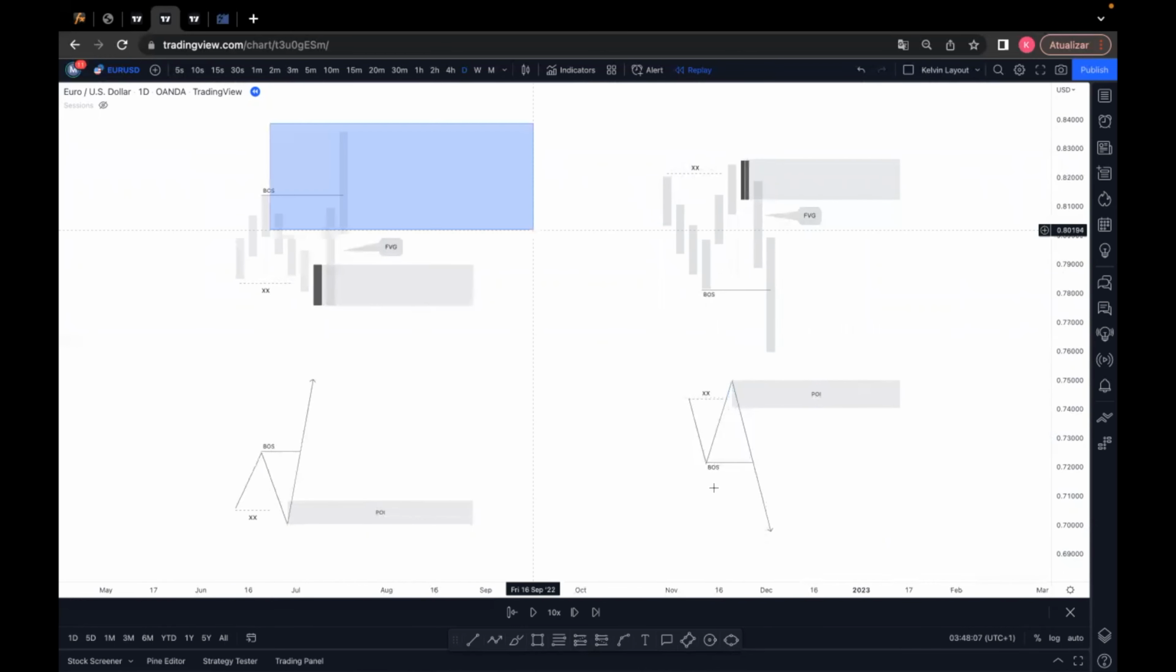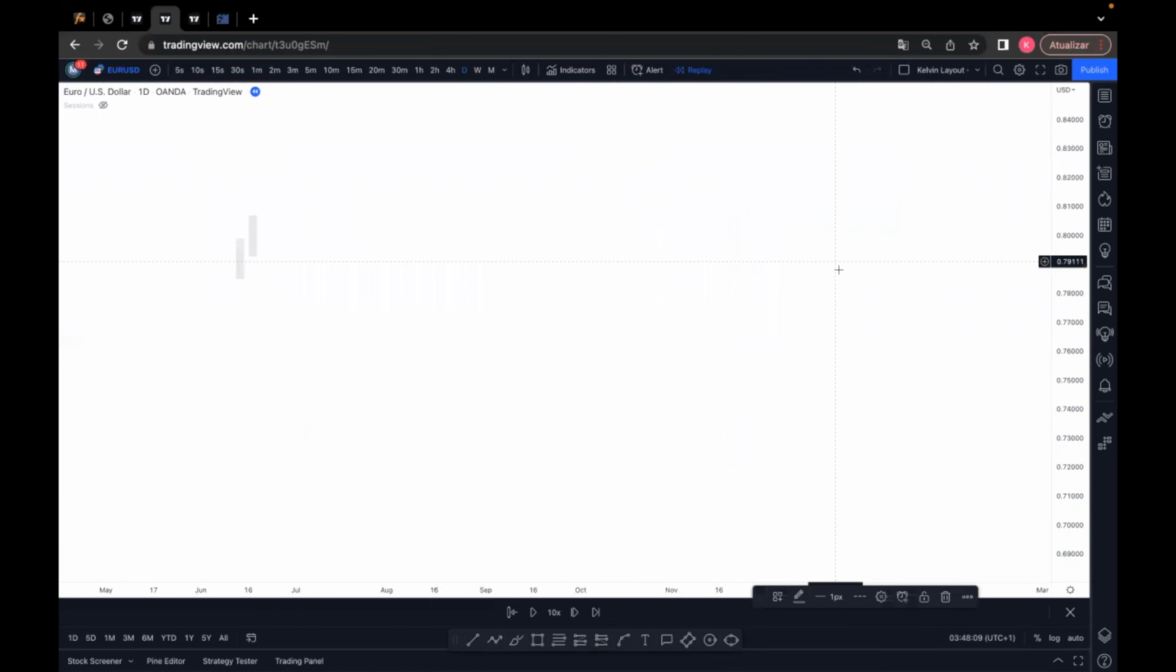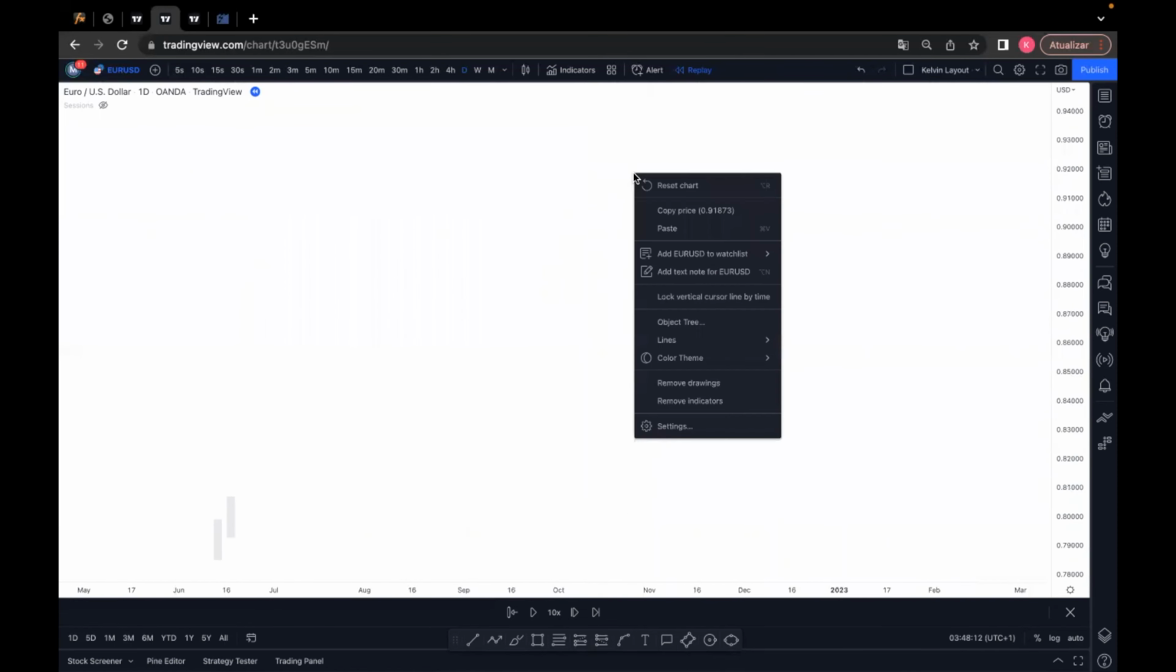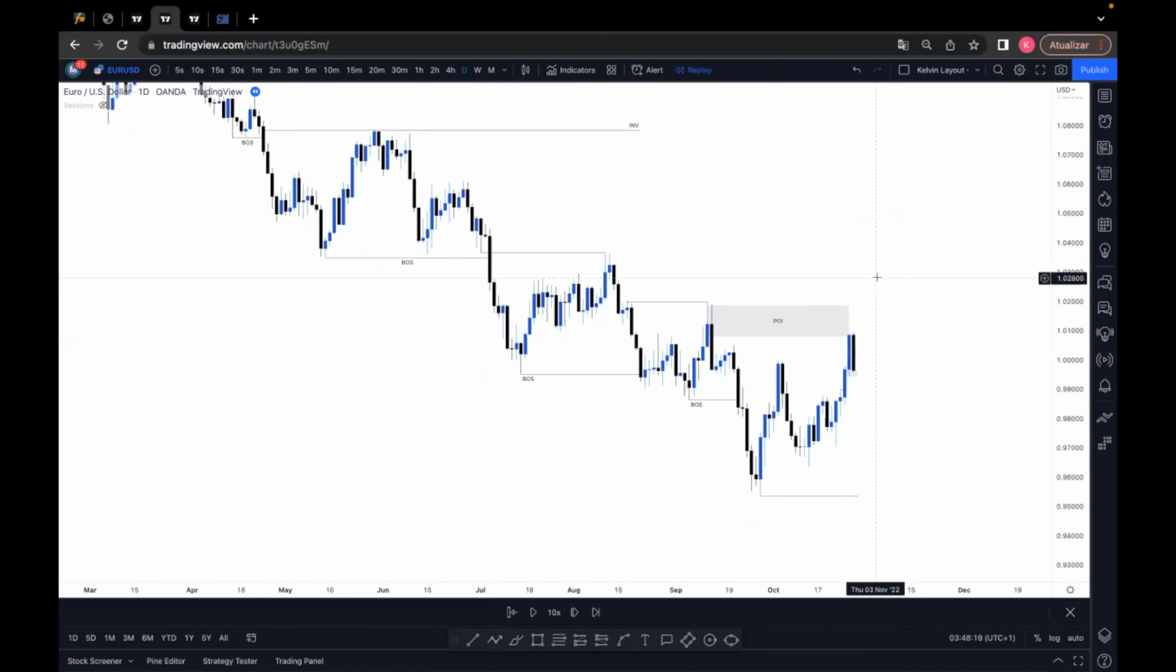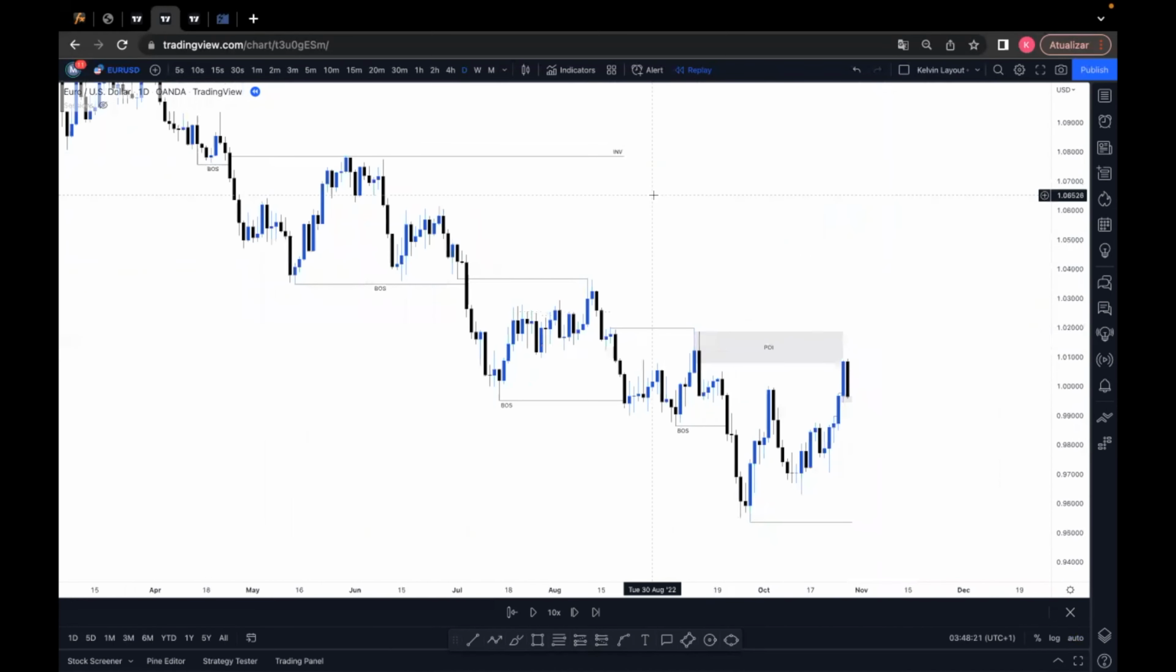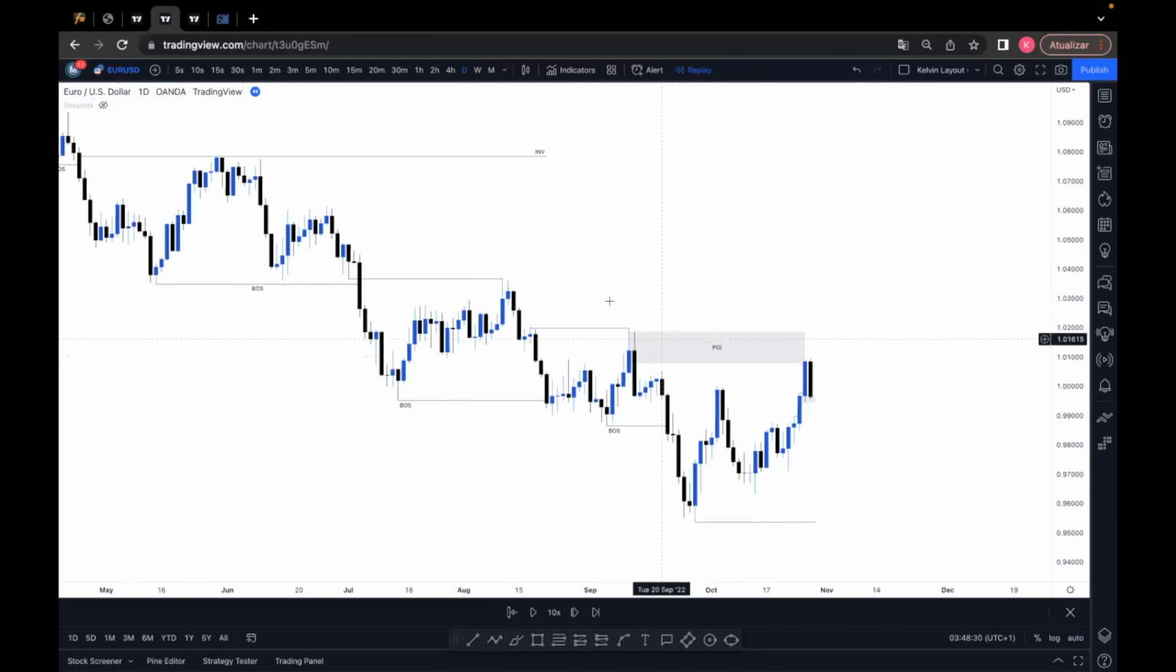So let me just erase this and let's look at one example in the markets. So here we are on EUR/USD. As we can see from the daily time frame, just to do a quick top-down analysis, if you look at EUR/USD, on the daily it is bearish, right? We can see that we have this extreme order block.